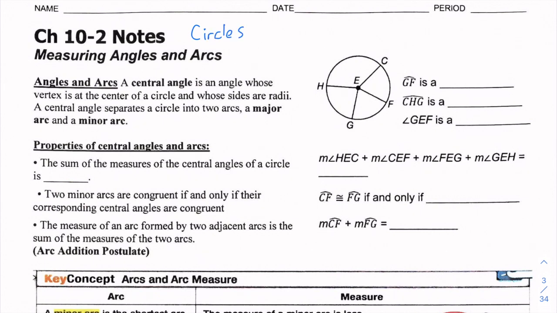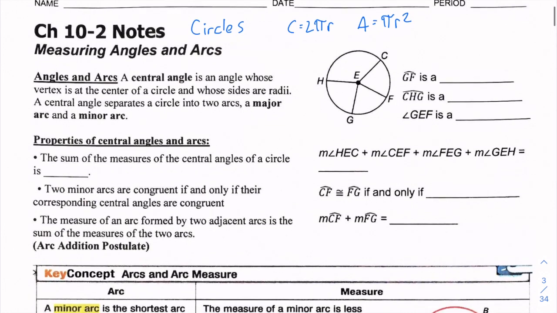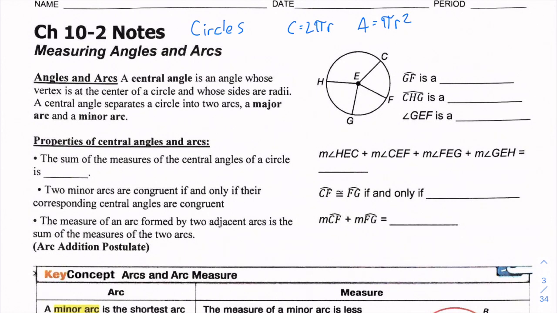Chapter 10-2, we're skipping 10-1, we're not really skipping it. 10-1 is just a review of circumference and area of a circle. And I'm sure we already know that. 2 pi r, and then area is pi r squared. Okay? So for 10-2, it's a lot of definitions, okay? So I'm going to really speed through this.